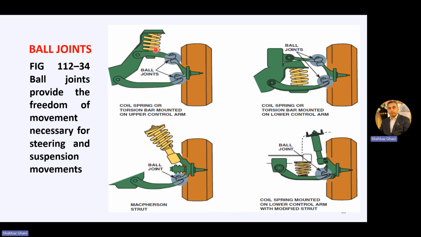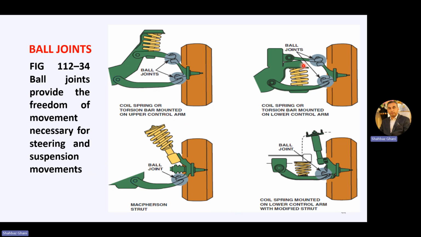We have this frame here, this upper control arm, lower control arm, then steering knuckle and wheel flange and wheel. These are the upper ball joint, lower ball joint, and this coil spring is attached to the upper control arm. So coil spring or torsion bar mounted on upper control arm.